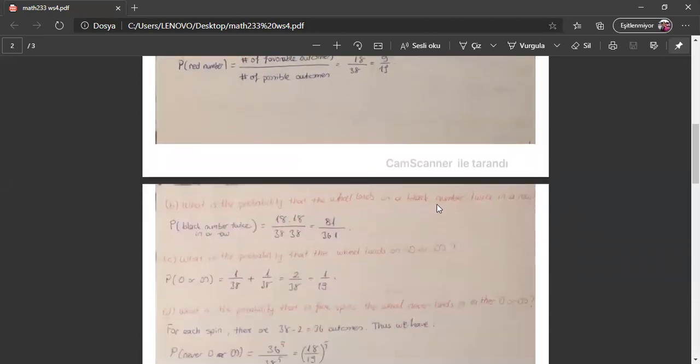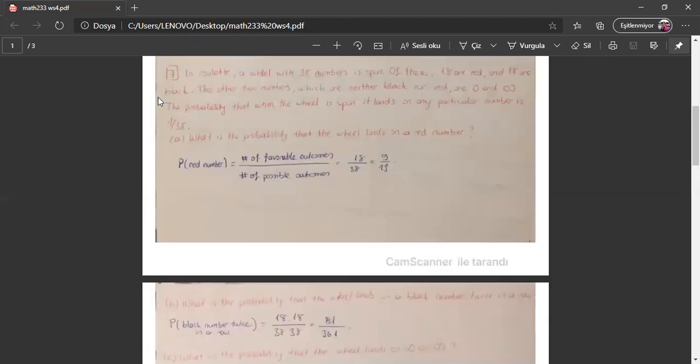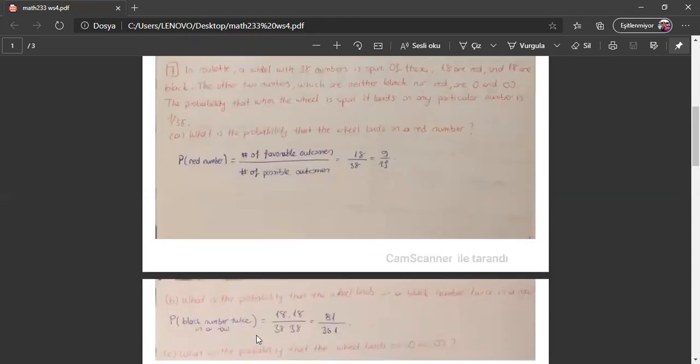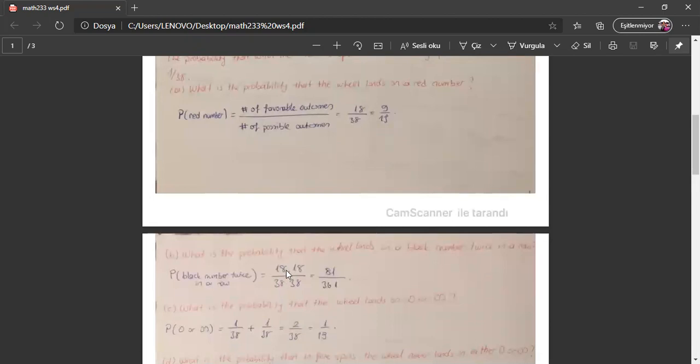Here we want a black number, but now we spin it twice. So we want black and then again black. Remember we have 18 black numbers on the wheel. So we have 18 times 18 over 38 times 38.